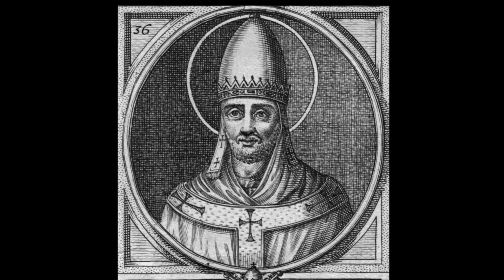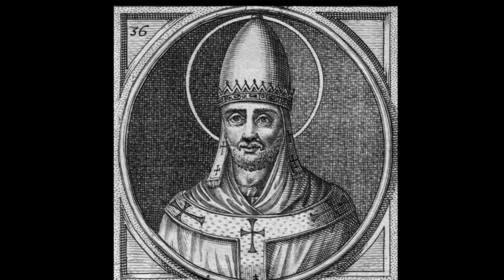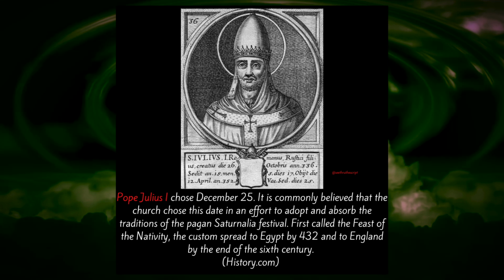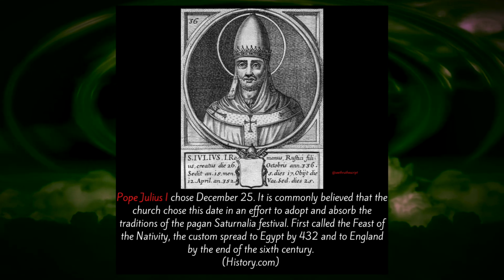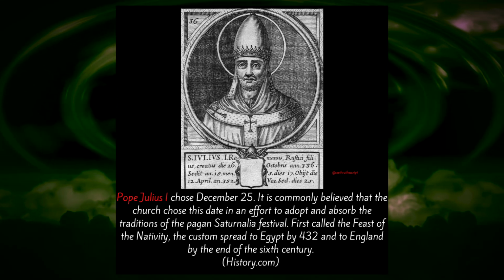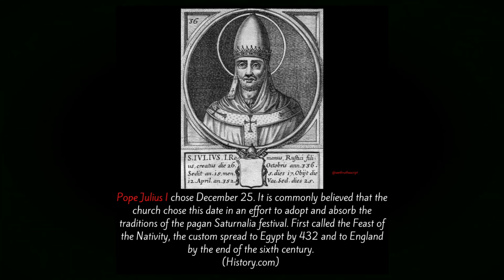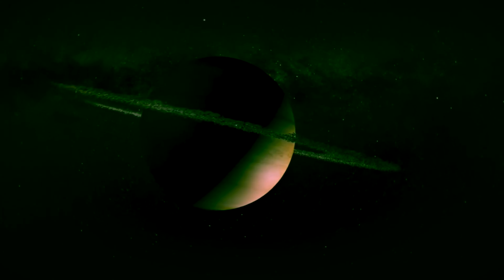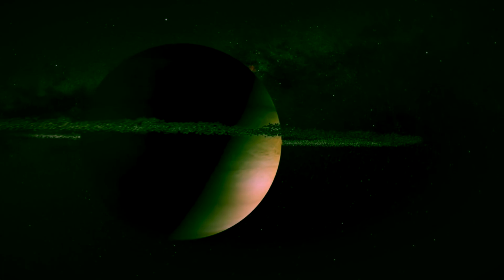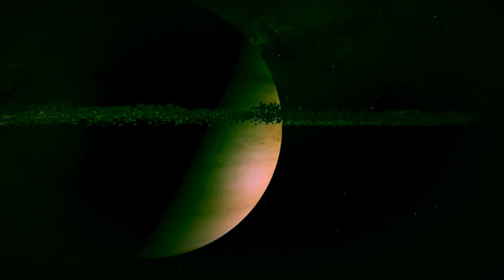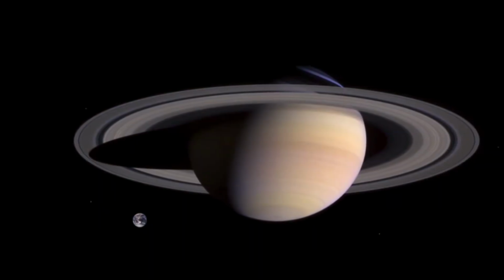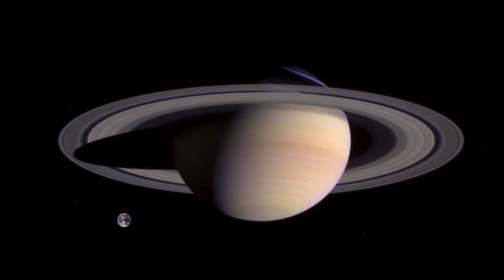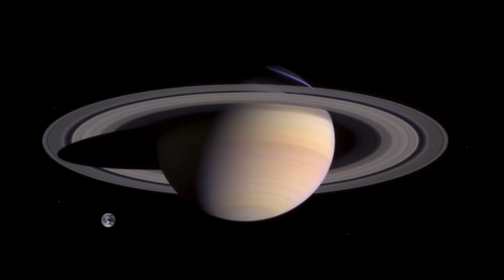Pope Julius I chose December 25th. It is commonly believed that the church chose this date in an effort to adopt and absorb the traditions of the pagan Saturnalia festival, first called the Feast of Nativity. The custom spread to Egypt by 432 and to England by the end of the 6th century, according to history.com.